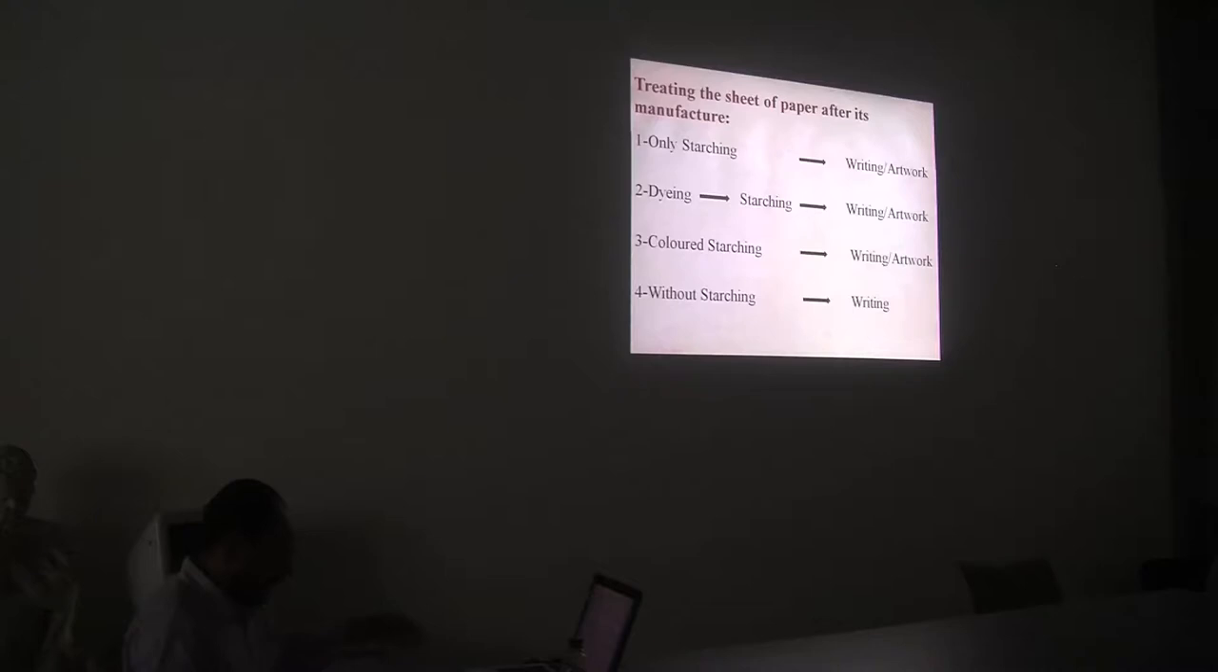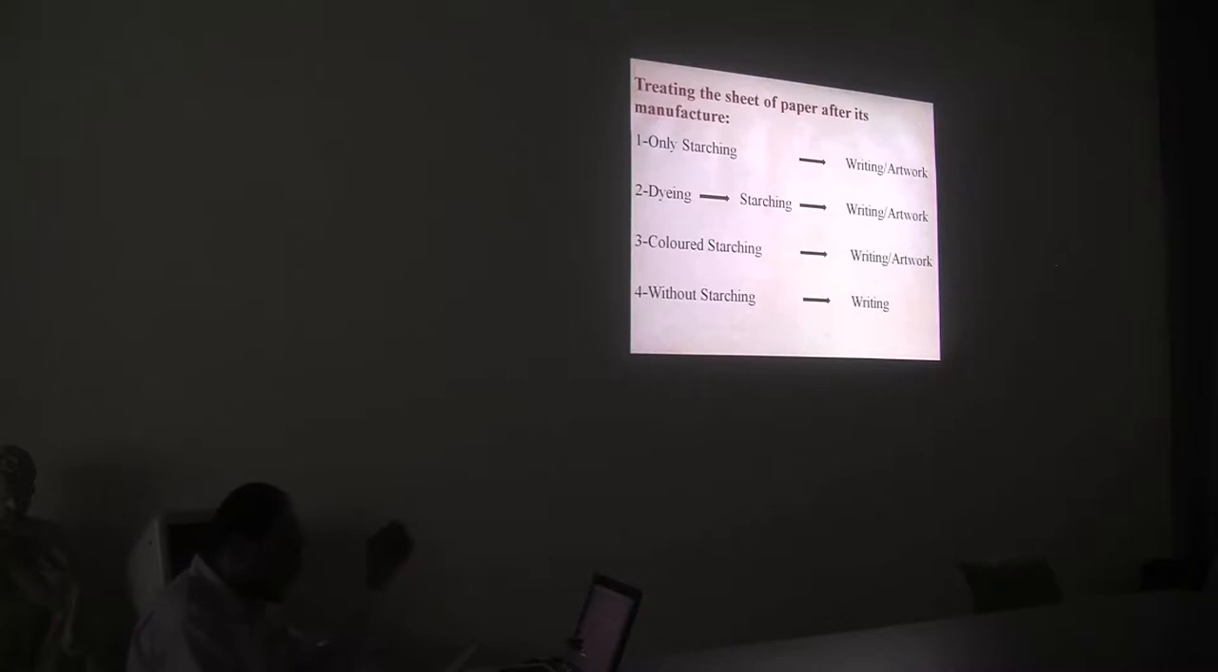After the production of the sheet of paper, and based on historical evidence, it was technically used in four different ways. First of all, paper was used for writing or for any other applications in its original color after it had been sized or starched to make the process of writing easier. So if you have a paper, you starch it, and use it for writing.